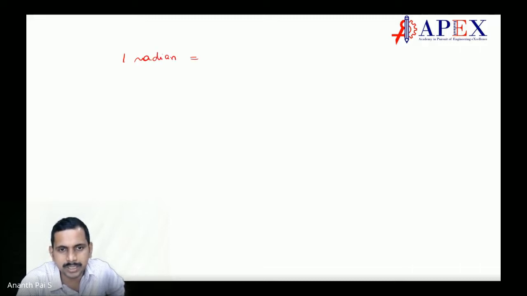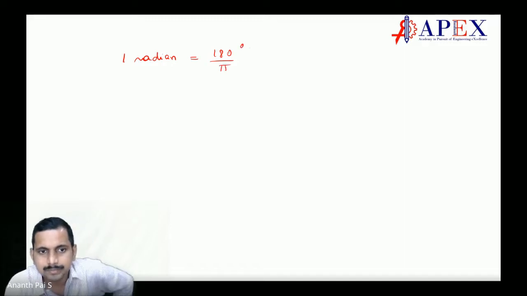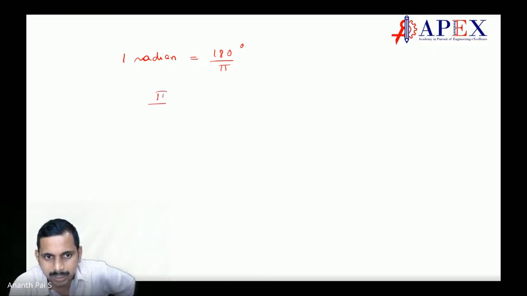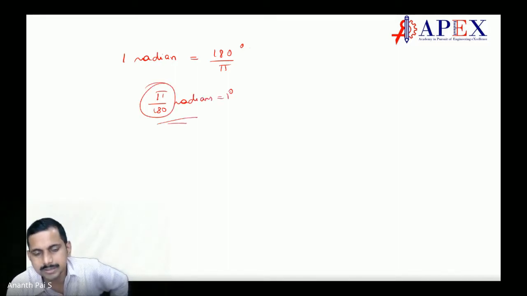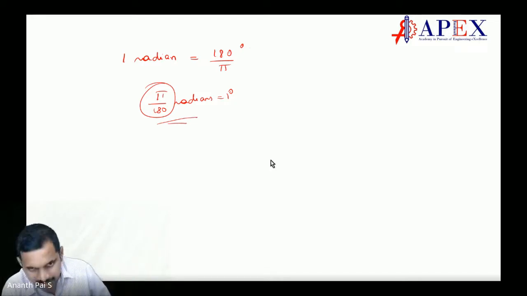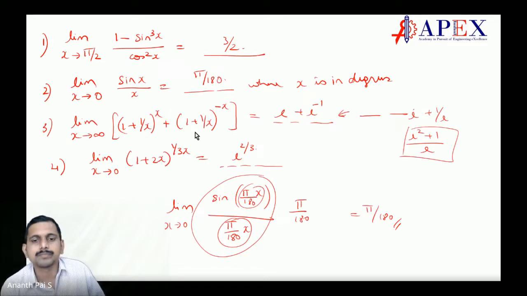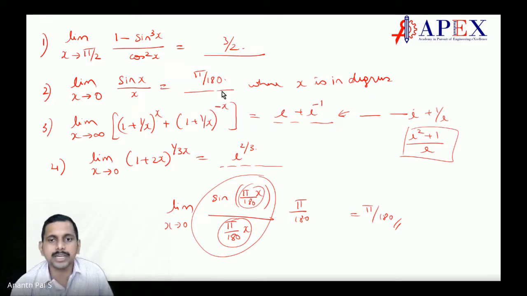is how many degrees, students? 180 by pi degrees, is it not? So 1 degree is pi by 180 radians, correct? Fine. So this is 1 degree. The answer comes in radians only, which is pi by 180 radians. Instead of having 1 radian as the answer, you have pi by 180 as the answer.